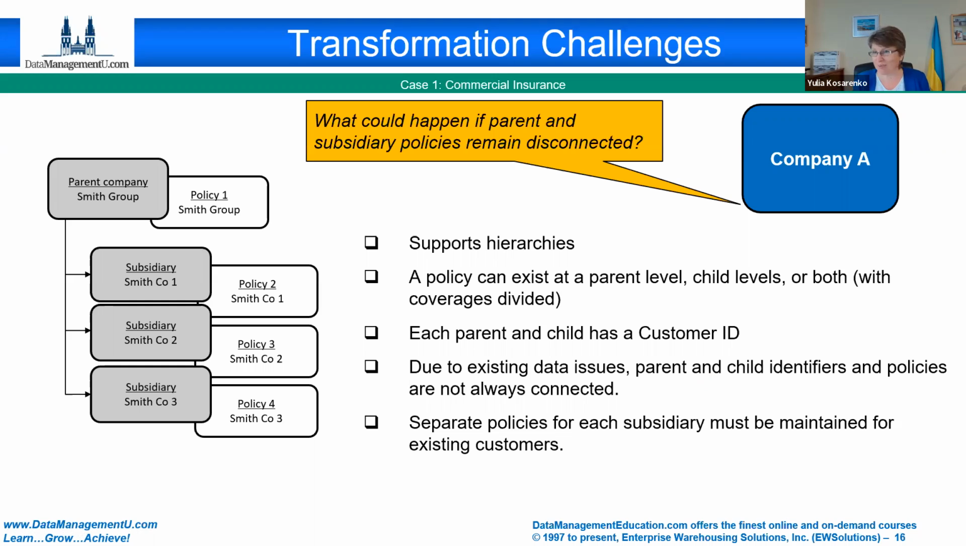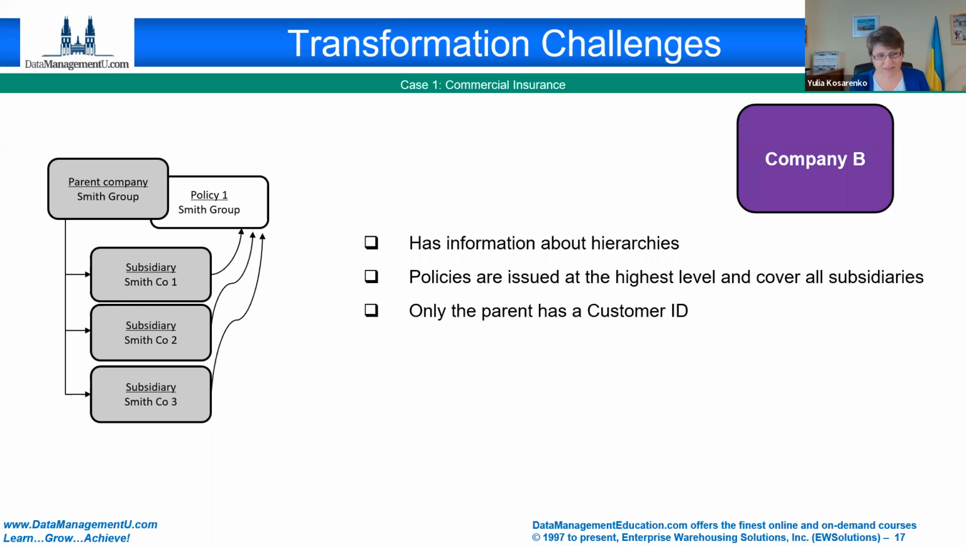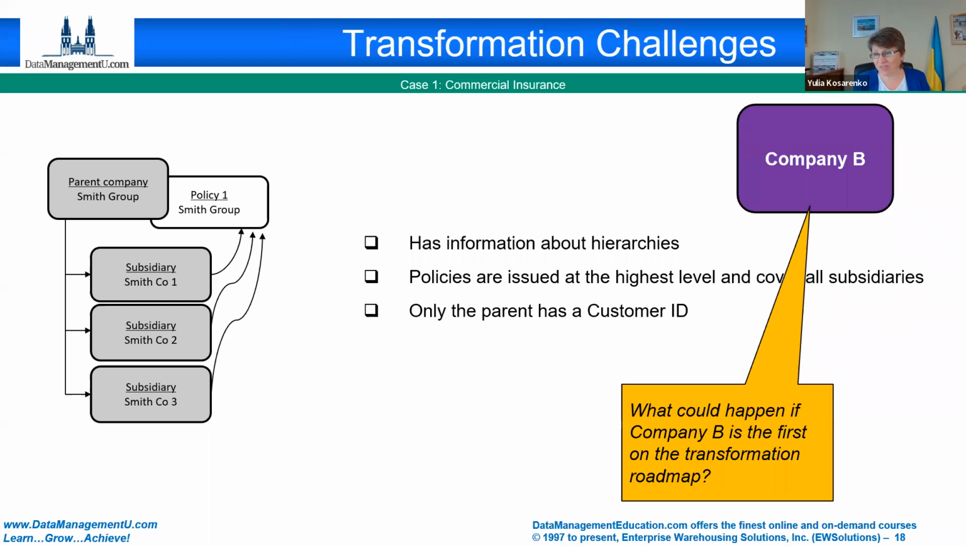Then we looked at company B, and we were worried. What happens if parent and child policies remain disconnected? What would happen? Company B was very different. You have your policies at a parent level, and it covers all of your children. Your customer IDs are only assigned at a parent level. And as we looked at this more and more, and I realize in a webinar we cannot really dig in and do proper analysis, but just looking at these complexities and this variation in at what level relationships can happen, at what level you can have a contract like a policy, told us that we are in trouble.